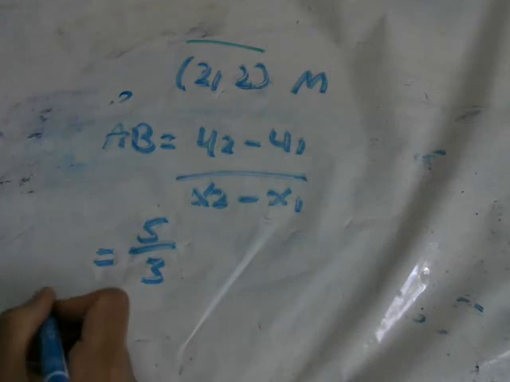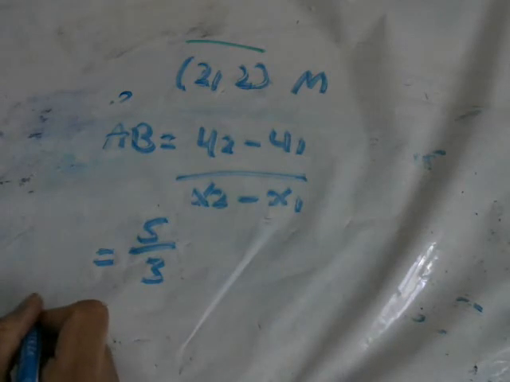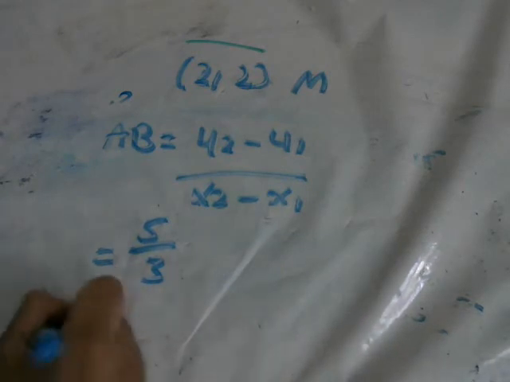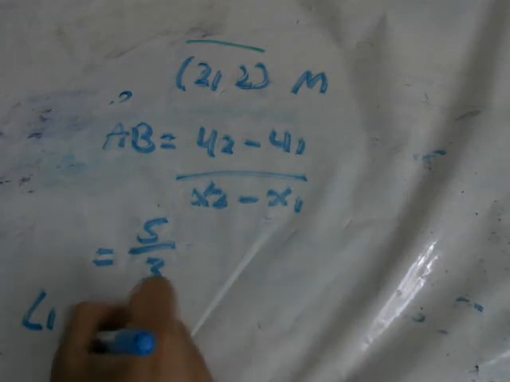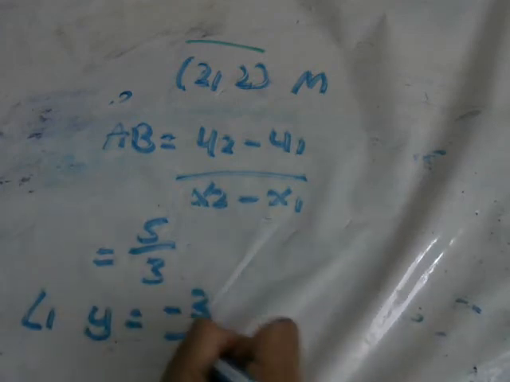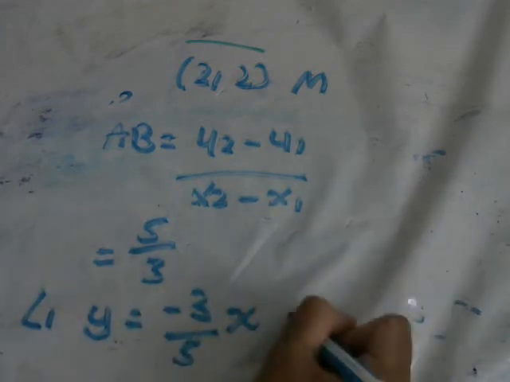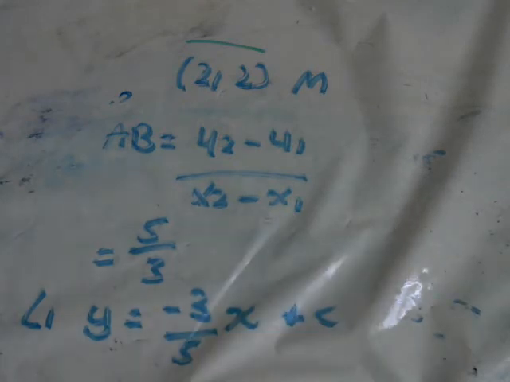So let's call this perpendicular bisector L1. We know it's got equation y equals minus 3/5x plus C, and all that's left for us to do is put the 2, 2 into that, okay? And then we'll be able to find what C is, all right?